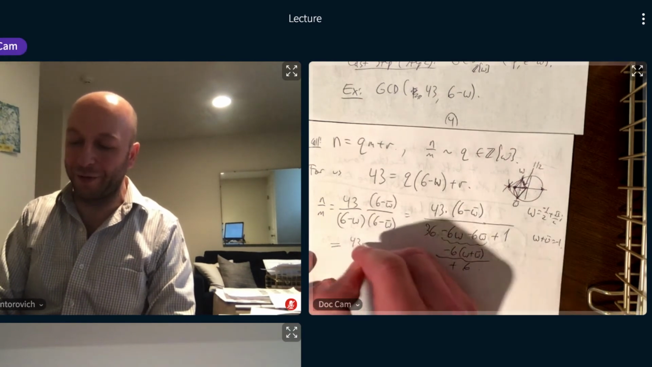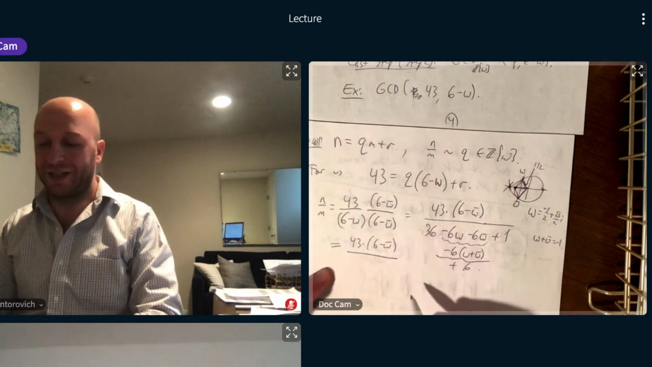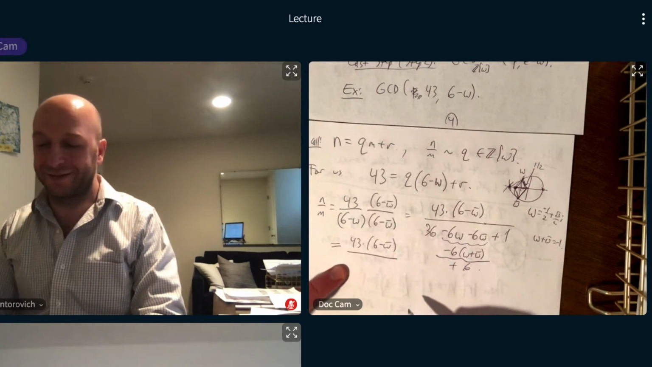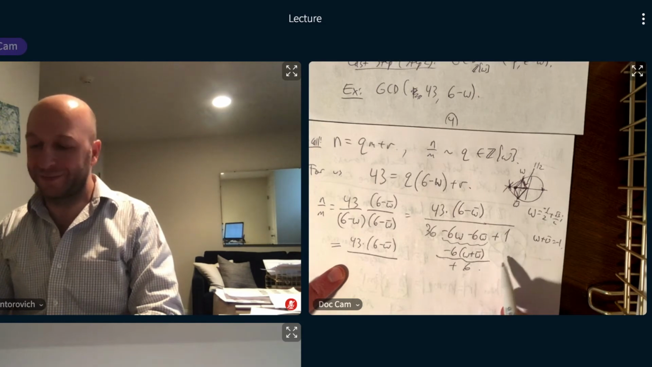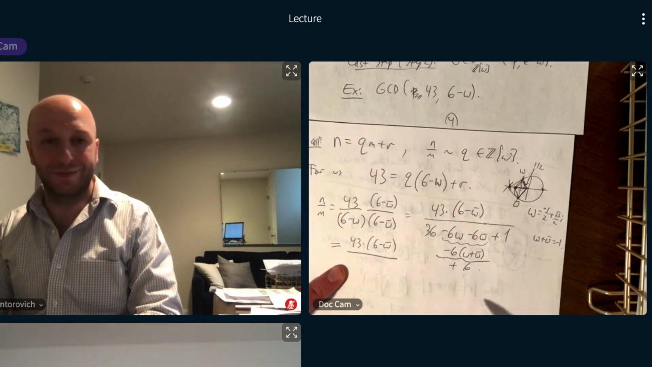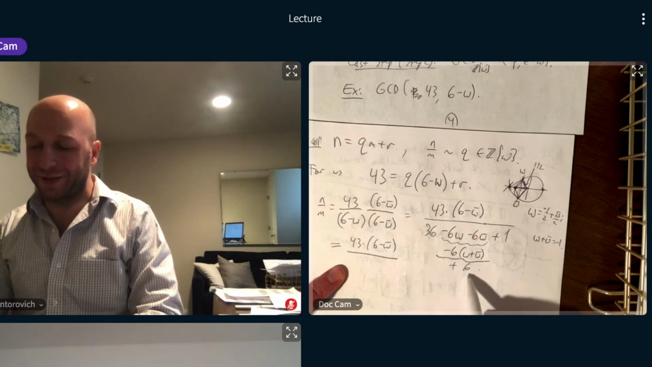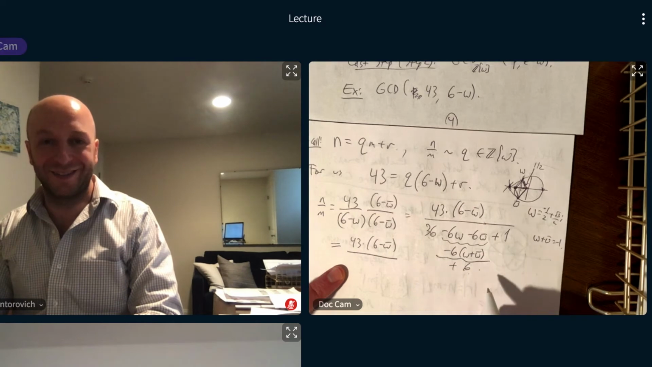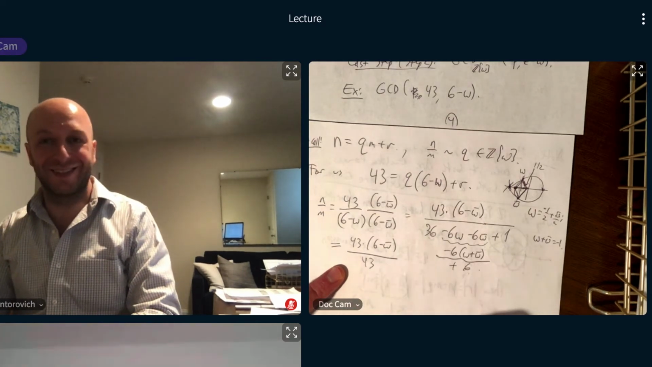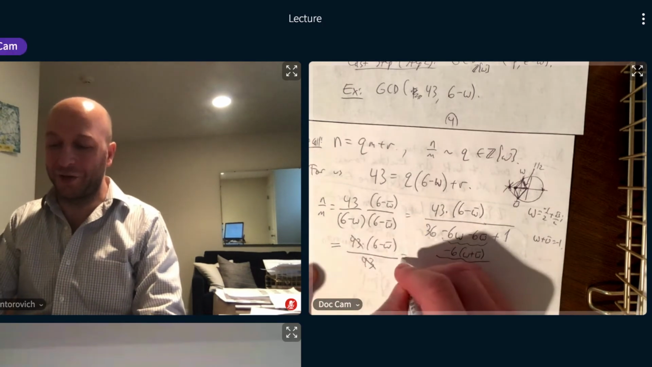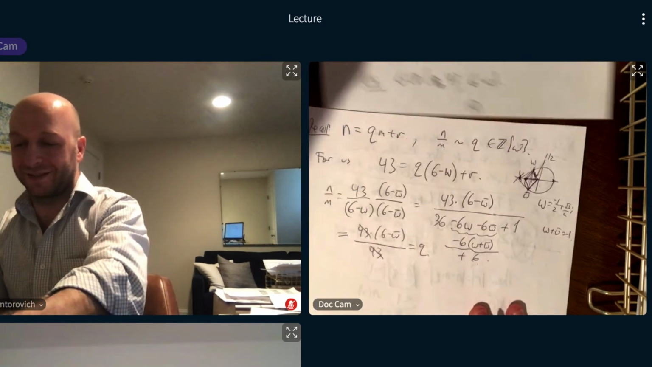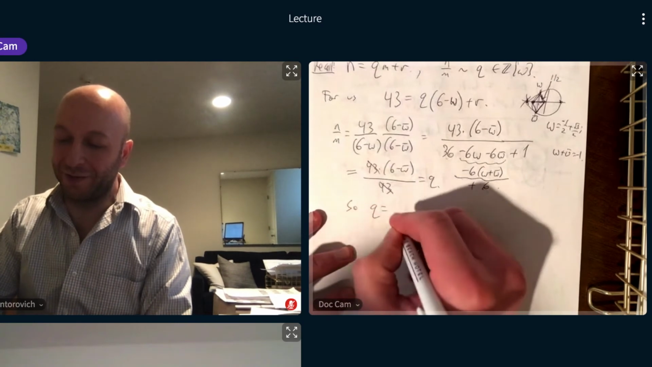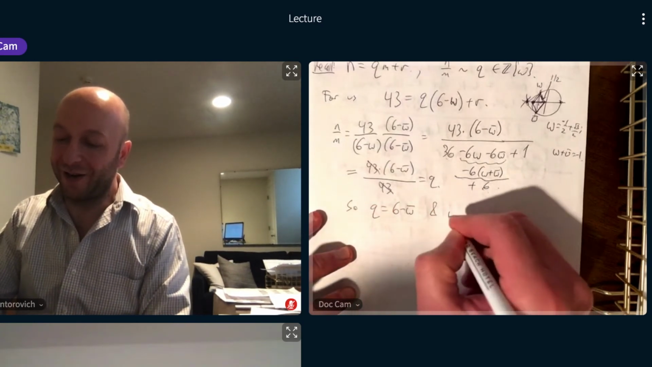So my numerator is 43 times (6 minus omega bar). My denominator is 36, plus 6, minus 1, because there was a minus 6 times negative 1. 36 plus 6 is 42, plus 1. So q is exactly 6 minus omega, and r, what's the remainder?